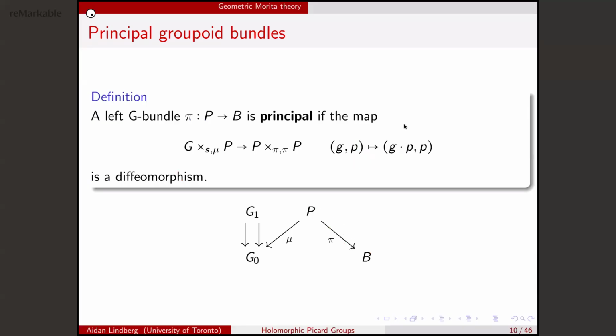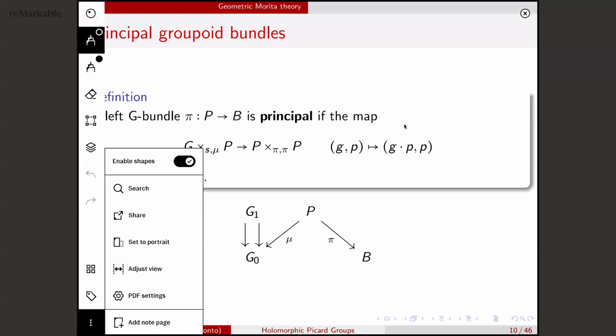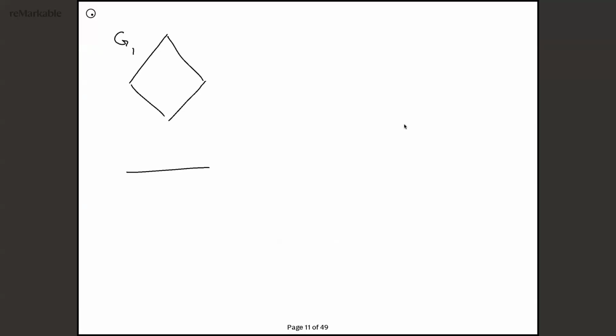So this is a bit weird to look at in formulas. I'll draw a picture here instead. So here's my groupoid G. These are like the arrows. Then here's G0. These are the objects. And there's like an embedding of the G0 inside of G1. Okay, now here's my space P. I'll draw it a bit bigger.